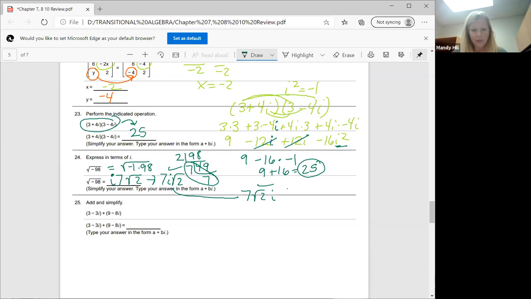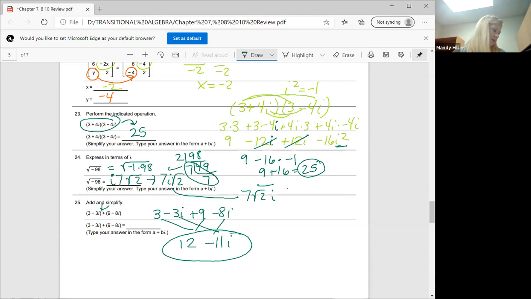Okay, last problem. If it's a plus, nothing changes. So you could just drop your parentheses, combine like terms, the 3 and the 9, it's going to be 12. The negative 3i and the negative 8i is negative 11i, and that's going to be the final answer.